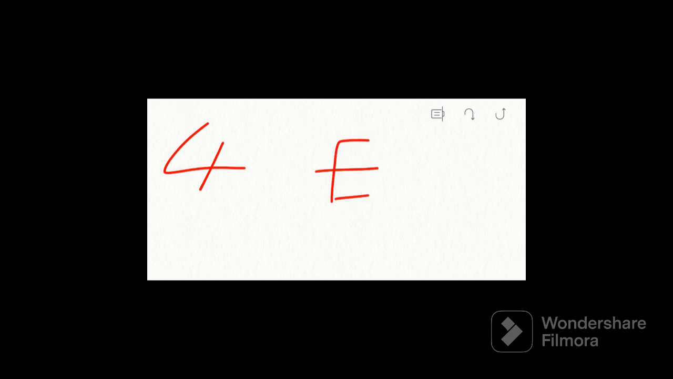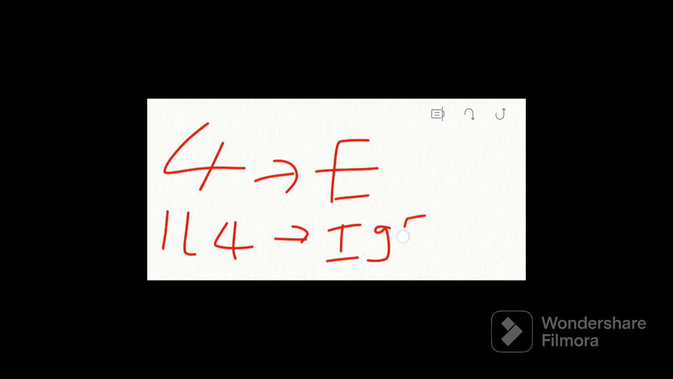And if we talk about interleukin 4, this 4, if we turn, it looks like an F. If we add a line, it looks like E. So interleukin 4 is for IgE activation.